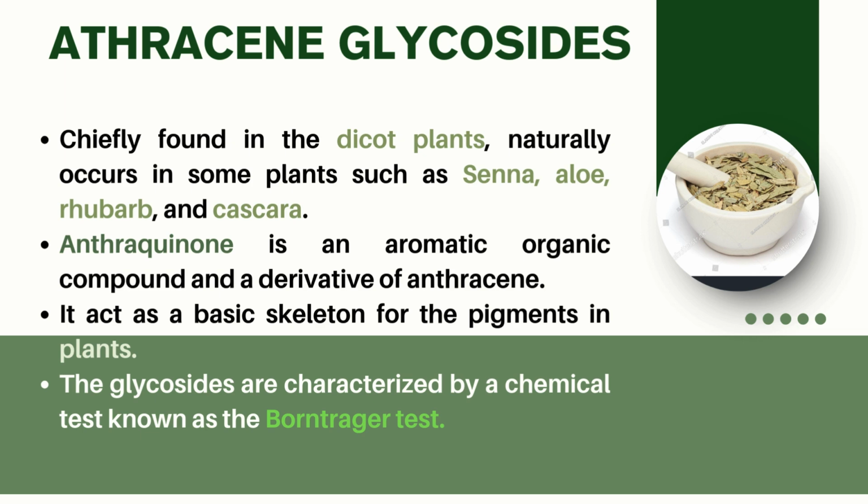The backbone of these glycosides is anthraquinone, an aromatic organic compound derived from anthracene. This structure acts as a foundation for many plants' pigments and imparts characteristic physiological effects. To identify these glycosides, a specialized chemical test called the Bornträger test is performed, which produces a distinctive color reaction, an essential tool in pharmacognosy.